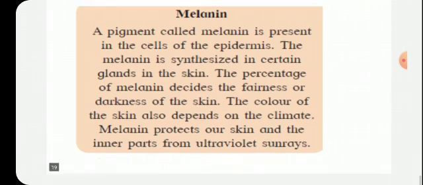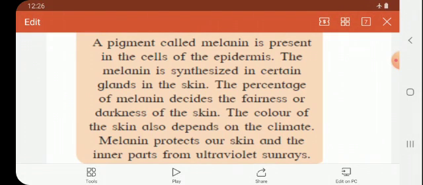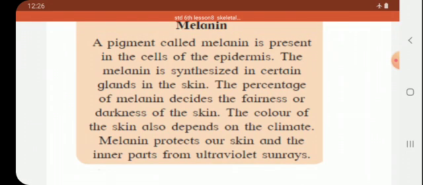So melanin protects our skin and the inner parts from the ultraviolet rays. Children, melanin not only gives the color, it protects our inner organs from the ultraviolet rays. Imagine what will happen if the production of melanin becomes less. As one grows older, or nowadays, as ultraviolet rays are increasing and pollution is increasing, ultraviolet rays are reaching us, and because of that people are facing skin problems.